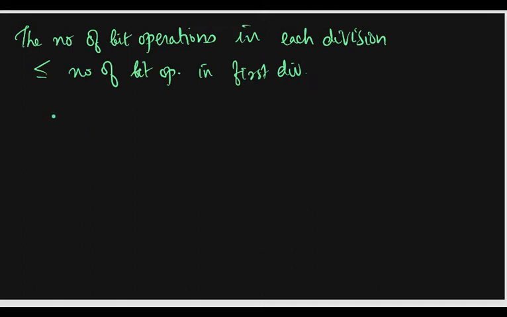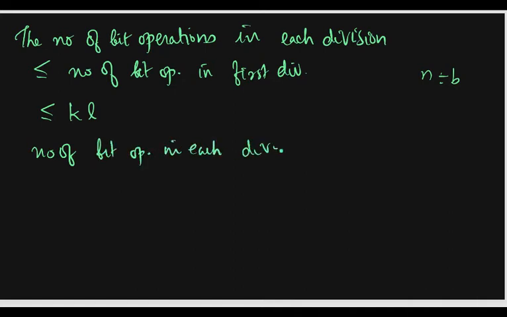And in the first division, since we are dividing n by b, the number of bit operations required will be less than or equal to k into L, since k is the number of bits of n and L is the number of bits of b. So we can write this as, that is, the number of bit operations in each division can be expressed as big O of kL using the definition of big O notation.